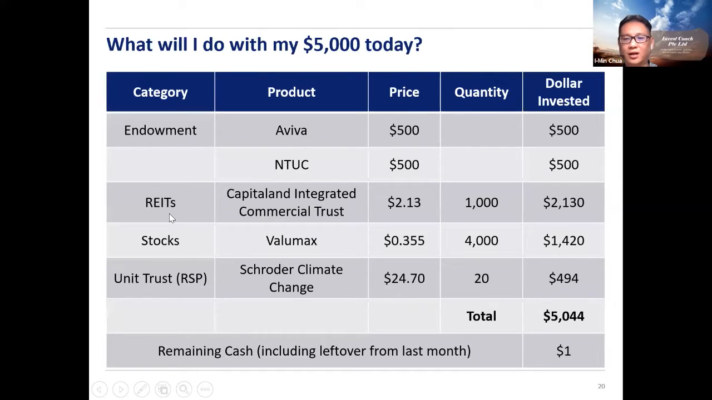So with my $5,000 today, as I mentioned, I'm low on endowment, so I will ramp up on it. This month I will spend $1,000 on endowment. This unit trust I am on RSP, so I will buy this again. And based on the exercise just now, I will go into CapitaLand Integrated Commercial Trust, CICT, and ValueMax. That's my selection. With that, that's how I am going to invest $5,044 today, with remaining cash of $1.